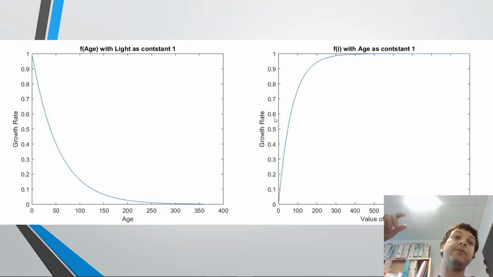So the left graph shows the exact same thing. As age increases, the growth rate decreases. The function of light shows as light increases, the growth rate increases, which kind of makes sense.